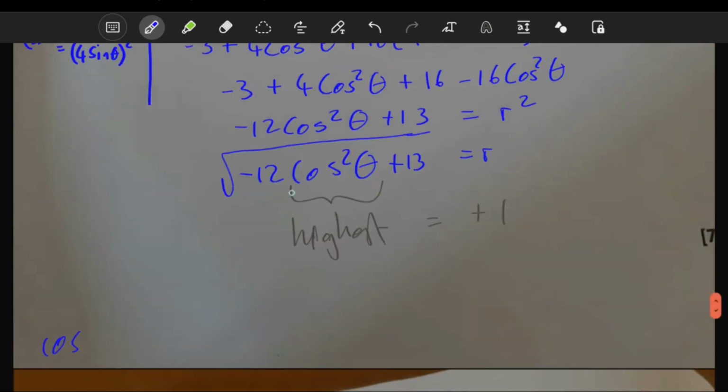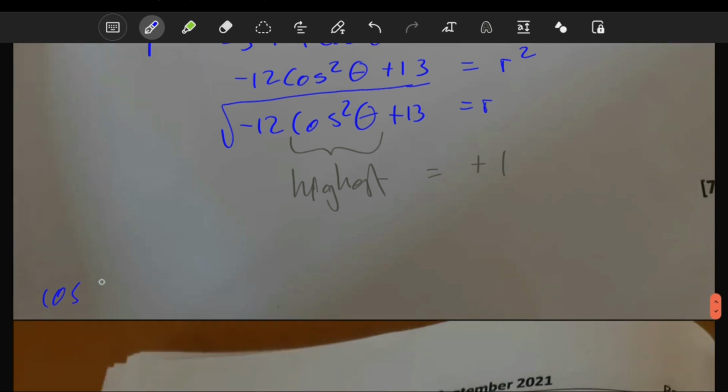If you leave it like this, your answer is 100% correct. The reason is the graph of cos y looks like this. Remember, the graph of cos y goes between positive 1 and negative 1. So the highest value of cos y is a positive 1.